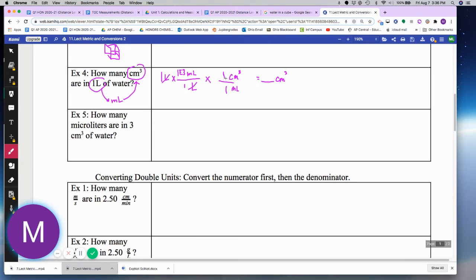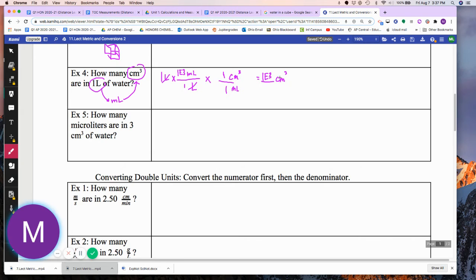Some people would think, Mrs. Lozano, don't you have to do this 3 times? I don't, because this is already 3-dimensional and this is 3-dimensional. Okay, so the answer here is 1E3 centimeter cubed, or 1,000 is the same number, centimeter cubed. Okay, pause the video while you do the next example, please.